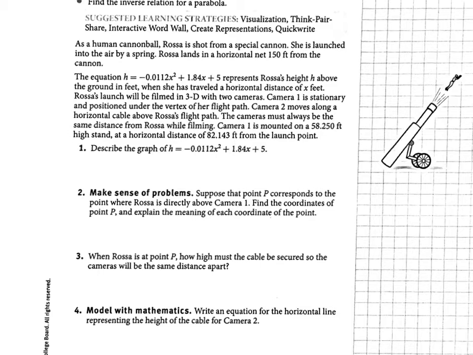You're given the equation right here, and that's an equation that you should know a lot about. Before we get into the details of Rosa and her cannonballness, you can tell that this is a parabola because it has one letter squared, or x squared specifically, so we know it's a parabola. And you also know that it opens down because it starts with a negative.